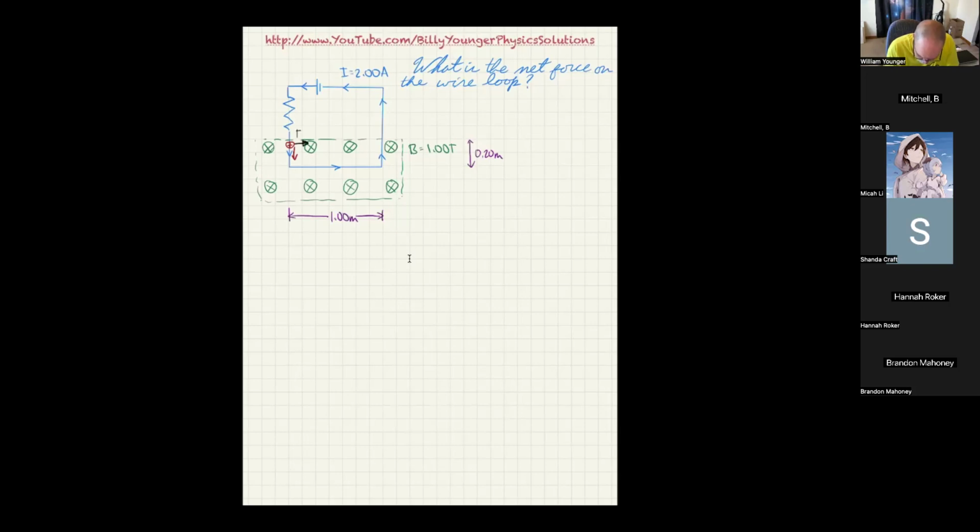So the F for that little part, which I'll just call F sub L for little, points to the right. Now let's attack the other little part, which has the positive particle going up. Which direction is the force for that one?